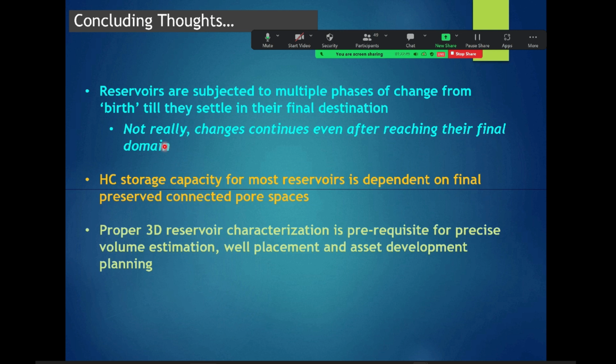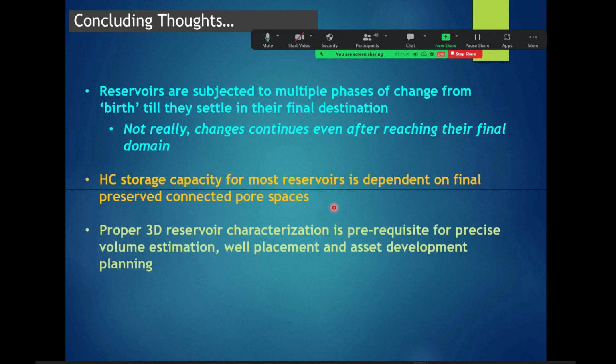Okay, so the second point is that hydrocarbon storage capacity for most reservoirs depends largely on the final preserved connected pore spaces, not the initial ones that you saw. If you remember the video we watched, that initial sand that was all friable and very loose, that's very porous. But as it gets buried and as it gets squeezed, the property reduces, the porosity, the connected pore spaces reduce, and ultimately some other processes can even further reduce it. And then what you get is what is able to keep hydrocarbon at the end of the day.